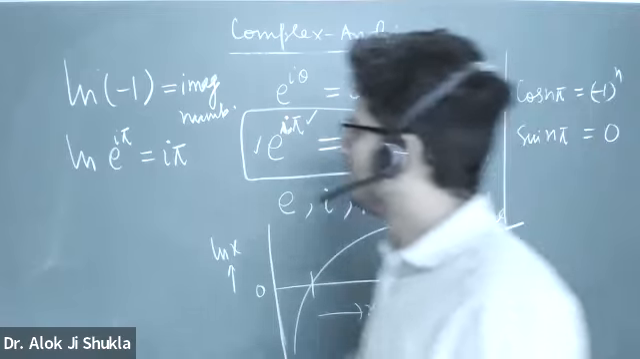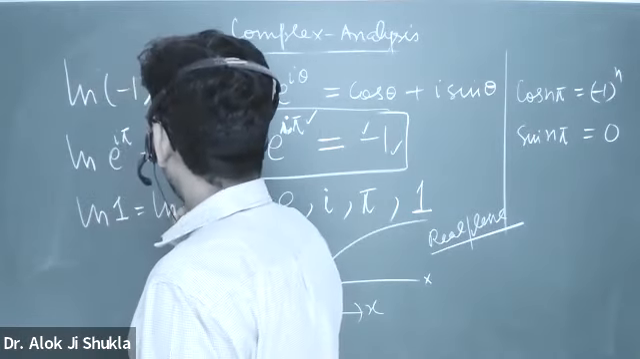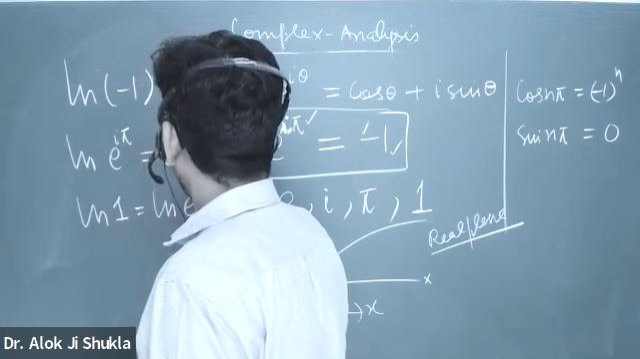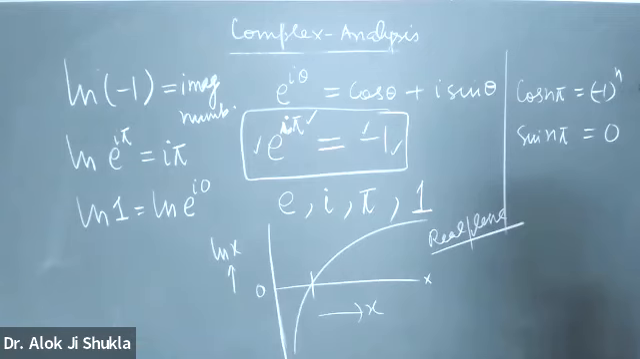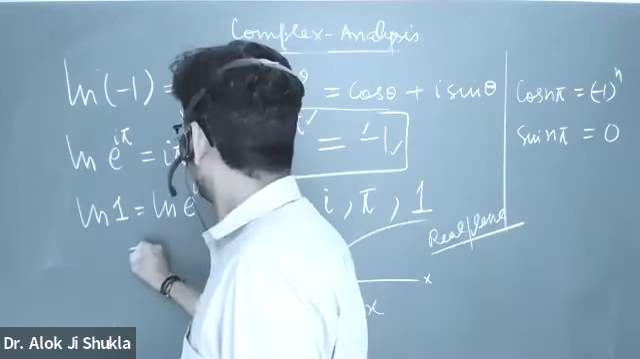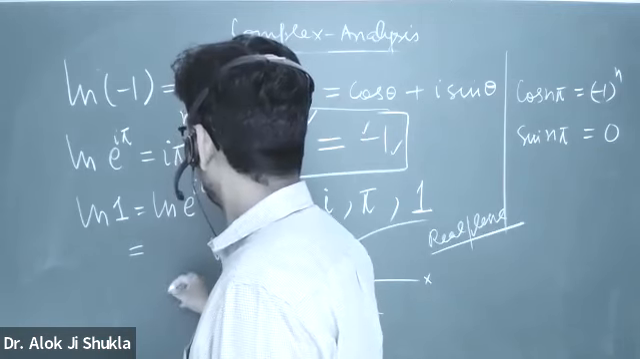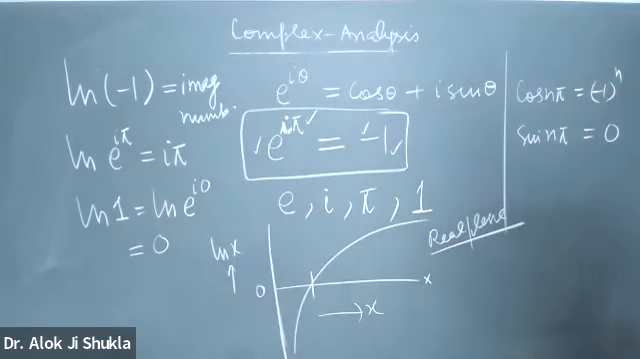Imaginary numbers. And please see this also, log of 1. Why does it become 0? Log of 1 is log of e to the power iota 0. Yes or no? Yes, sir. So this is just what? 0. Cos 0. Yes, sir. This is just 0 because the 0 will come in the front. Yes.